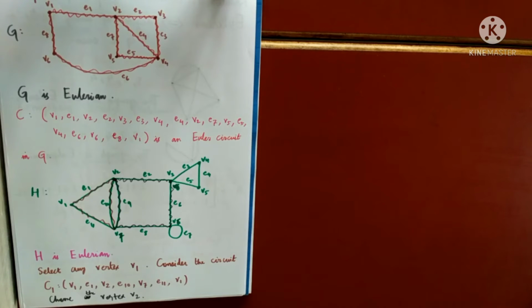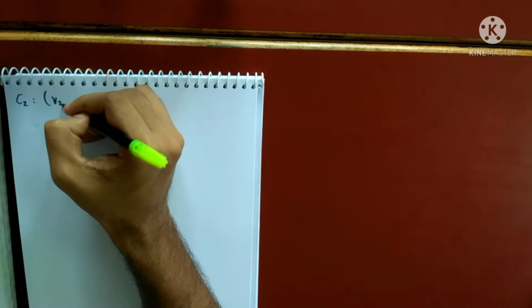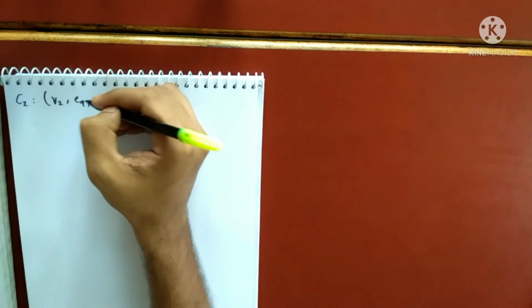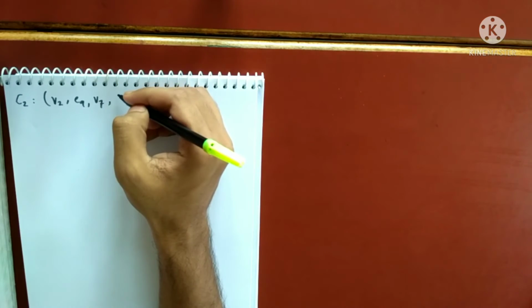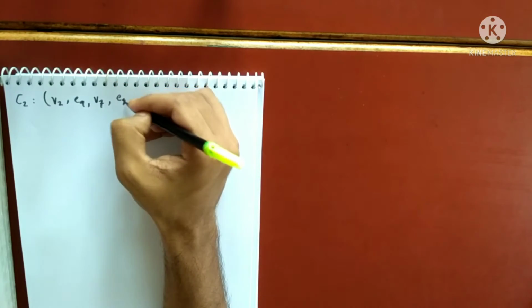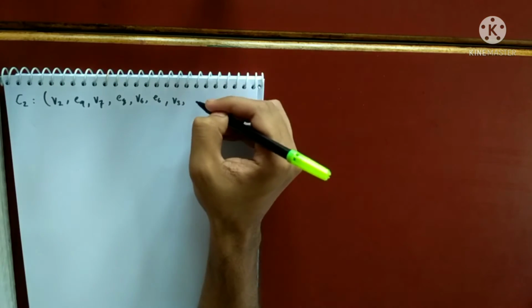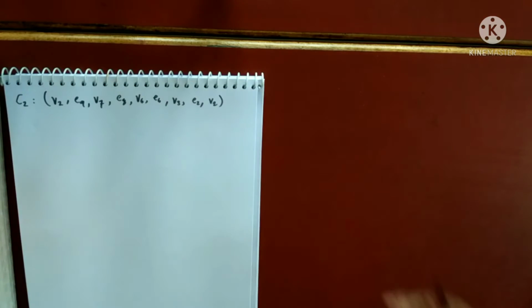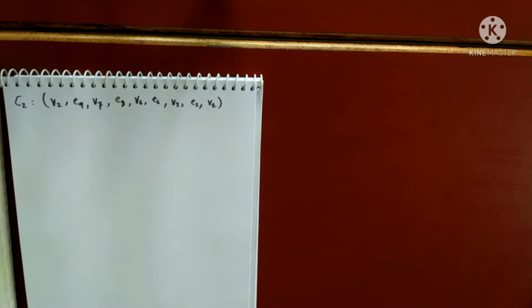Okay, so what is the name of this circuit? Let me note it down. Suppose I am calling that circuit C2. So then what is C2? Starting from V2, V2 to V7 via E9, then E8, V6, E6, V3, E2, V2. So I have obtained a circuit starting at V2 and ending at V2.